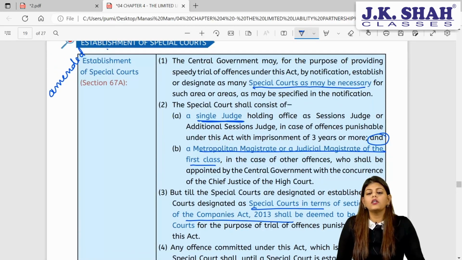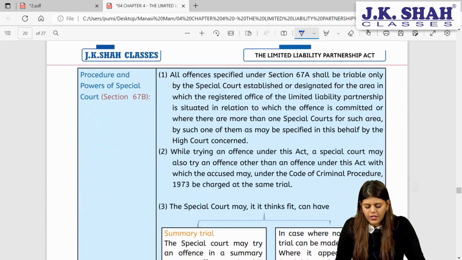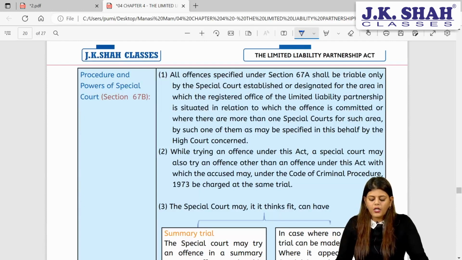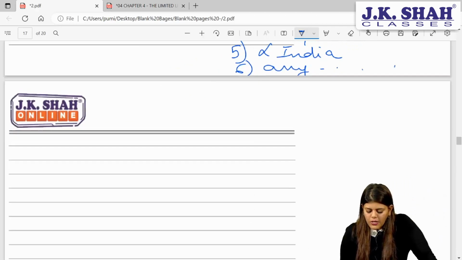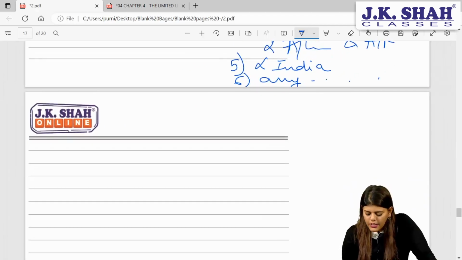Just that the language is little difficult. Are you clear with this? Perfect. Now procedure and powers of special court. And I am just telling you for your knowledge. You know, simple words में मैं ज़्यादा इसको elaborate करके नहीं समझा रही हूँ.